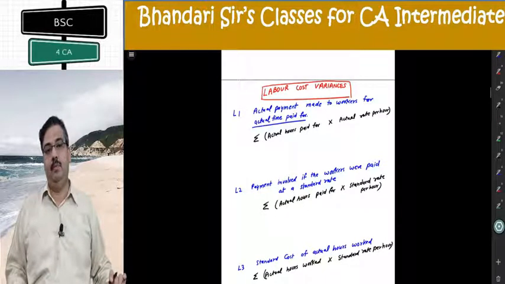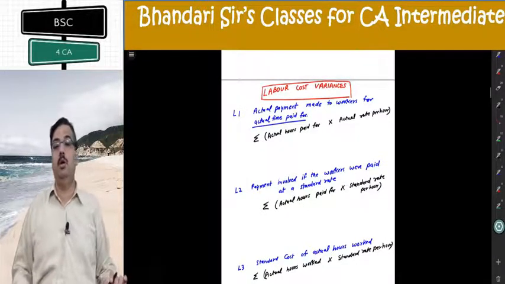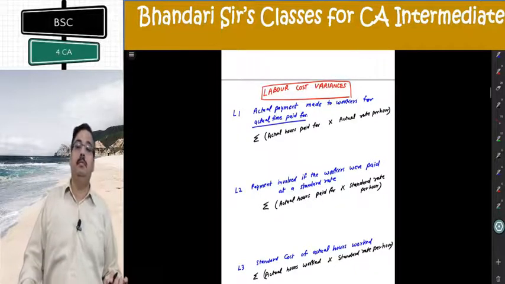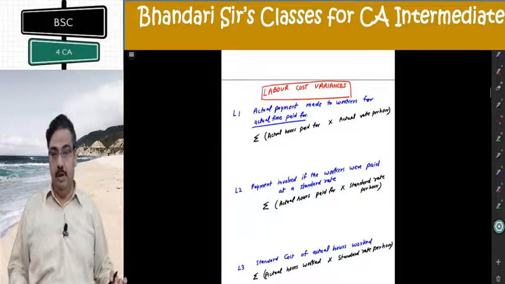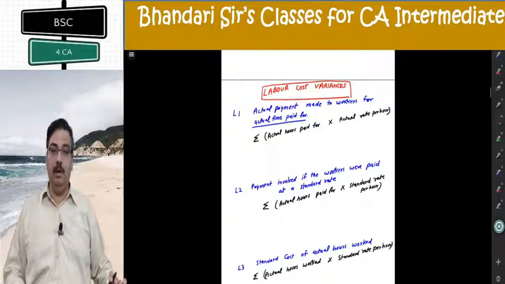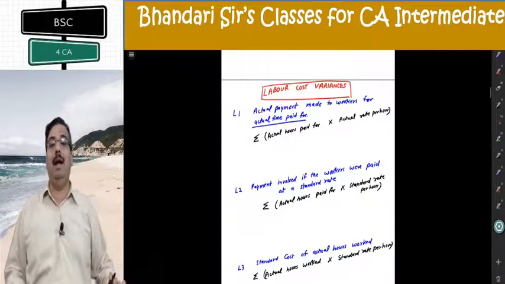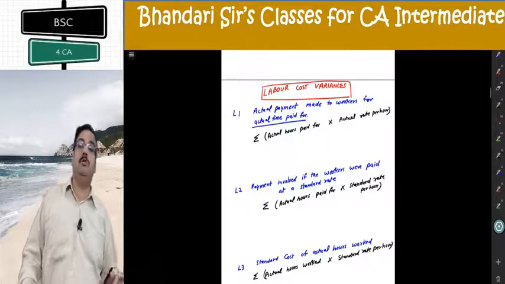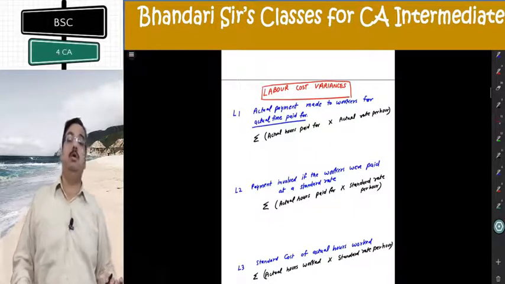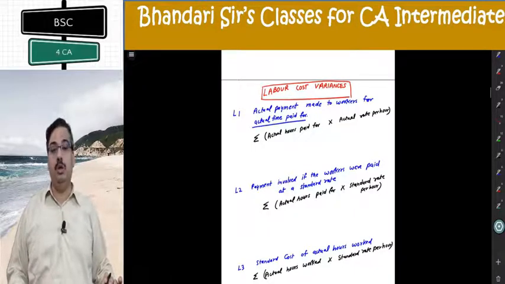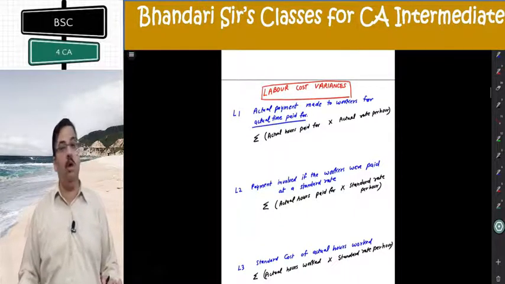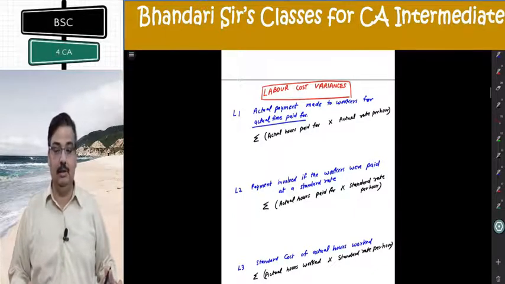Hello friends, so what we are going to do today is the questions related to labor cost variances. Last time we studied various steps related to labor cost variances. L1 is actual payment, L2 is if payment were made at standard rate, what is the amount you are going to pay, L3 is standard cost of actual hours worked, L4 is standard cost of actual hours worked if they were in standard proportion, and L5 is standard labor cost for actual production. So we do that in many questions to follow along with the bigger table that we understood in last class.